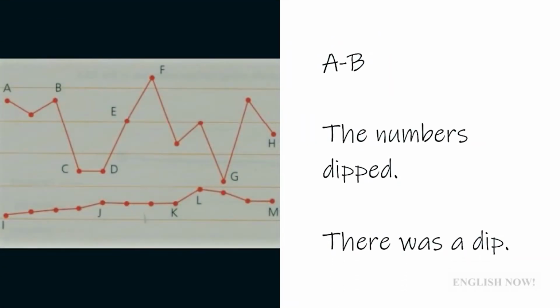Here are the graphs, and to start with, we're going to talk about the changes between points A and B. So, two examples here. The numbers dipped. Remember, these tasks are usually about the past, so that's why all the examples here are in the past. Or if we want to use a noun, we can say, there was a dip.